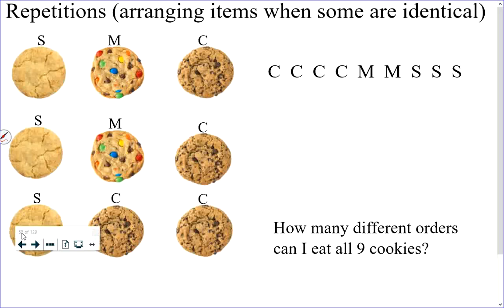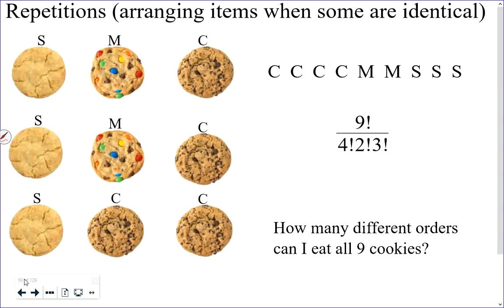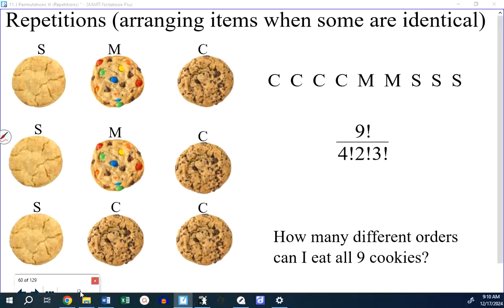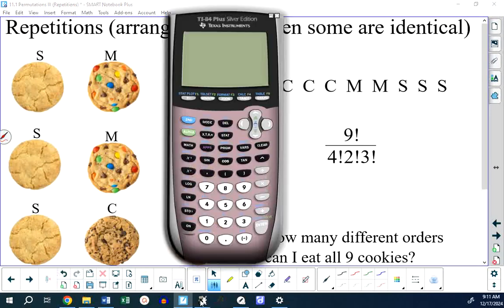But if I go back to this, if I say how many different ways can I arrange those 9 letters, which means how many different ways can I eat those cookies, and I can't eat part of a cookie and then another part of a cookie. I have to eat whole cookie, whole cookie, whole cookie. The answer is going to be 9 factorial because there's 9 of them, but then I have to divide by that. I have to take whatever 9 factorial is and divide by 4 factorial because there are 4 chocolate chip cookies, divide by 2 factorial because there are 2 M&Ms, and also divide by 3 factorial for the 3 snickerdoodles.